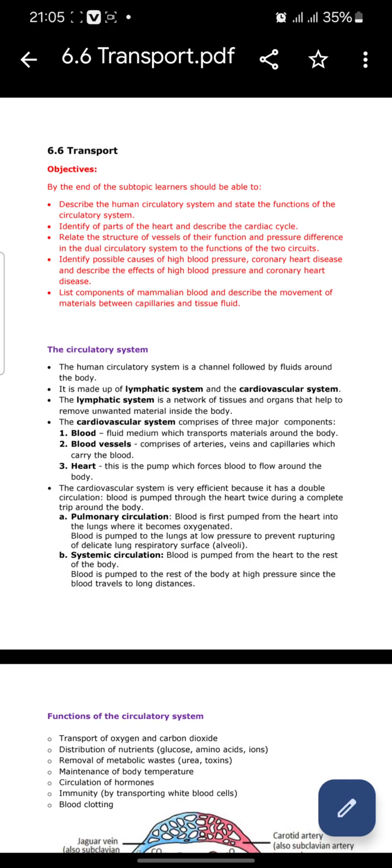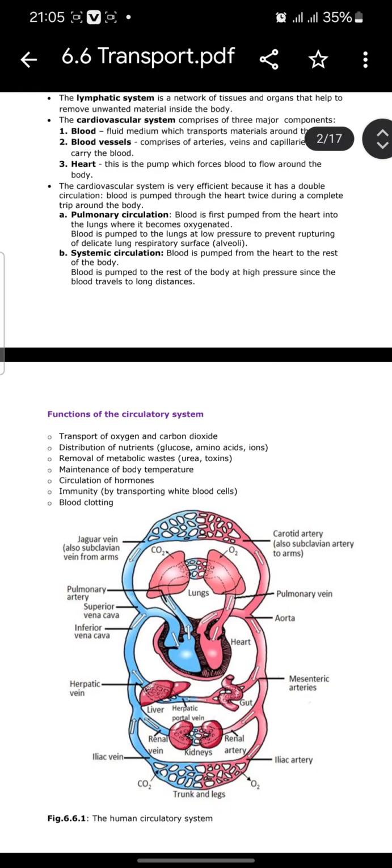And then the blood is pumped to the lungs. As you can see, the heart and the lungs are very close. So blood is pumped to the lungs at low pressure to prevent rupturing of the delicate lung respiratory surface, which is the alveoli. Alveoli are the part of the lungs where gaseous exchange takes place.